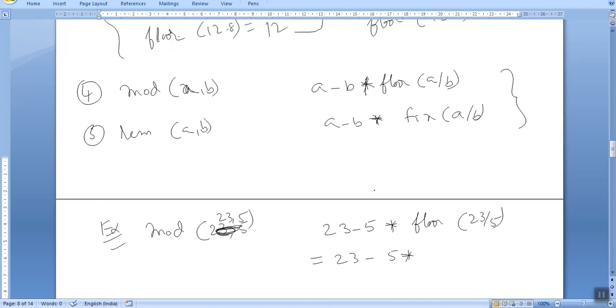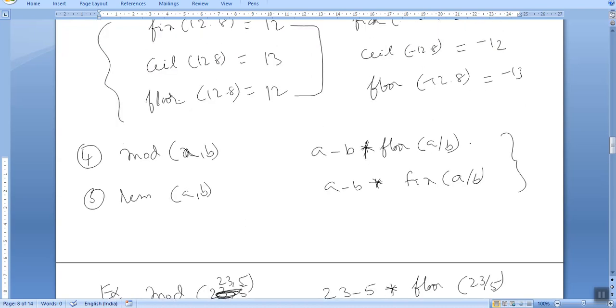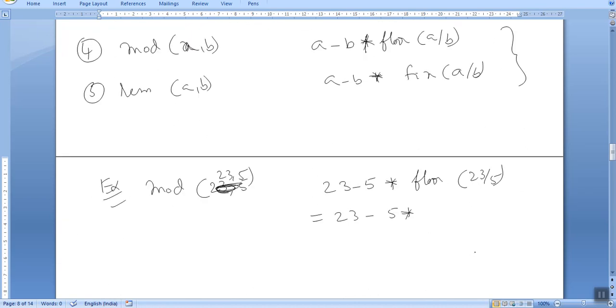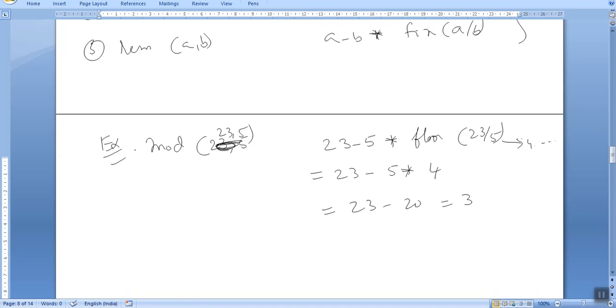Floor is nothing but towards negative infinity. 4 point something is nothing but 4. Nothing but 25 minus 20. This value is 4 point some value, so towards negative infinity, the value is 4. So 20, the value is 3. Okay.